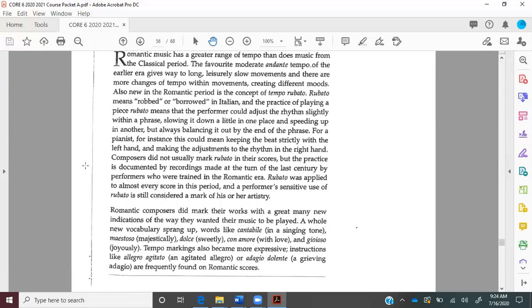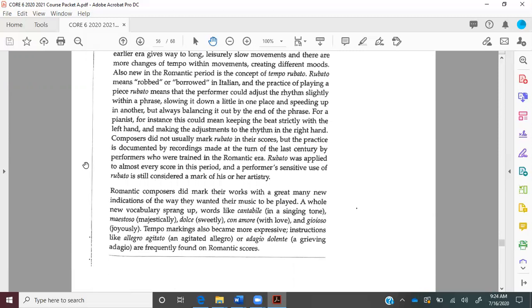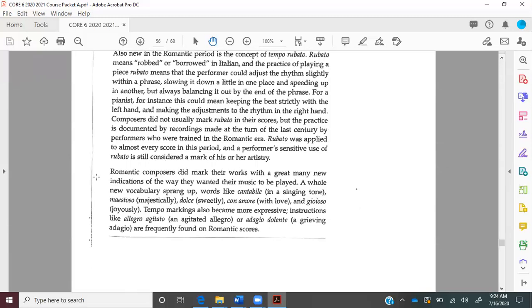For a pianist, for instance, this could mean keeping the beat strictly within the left hand and making the adjustments to the rhythm in the right. Composers did not usually mark rubato in their scores, but the practice is documented by recordings made at the turn of the last century by performers who were trained in the Romantic era. Rubato was applied to almost every score in this period, and the performer's sensitive use of rubato is still considered a mark of his or her artistry.